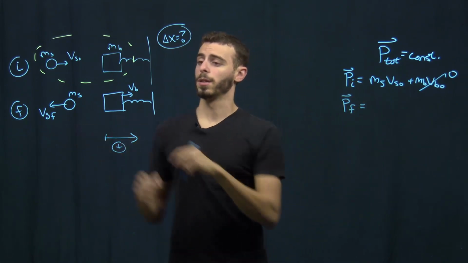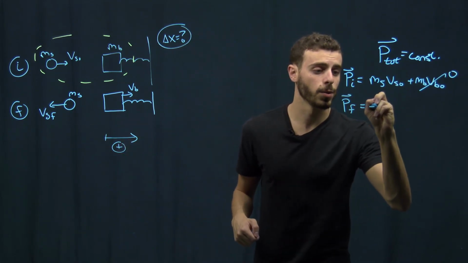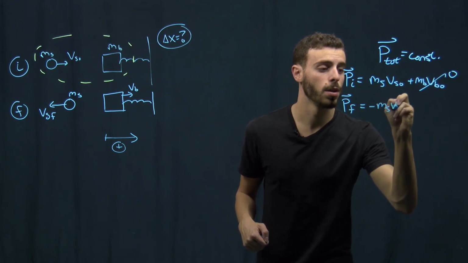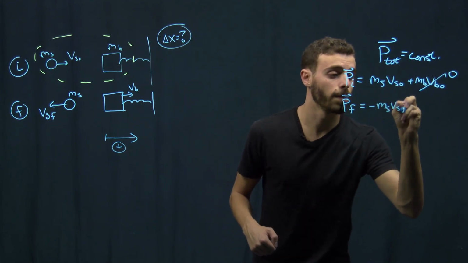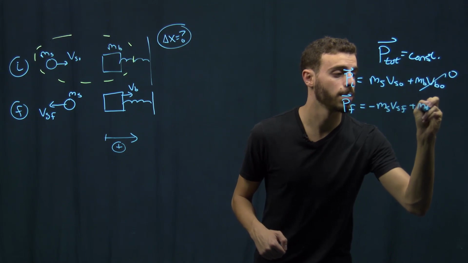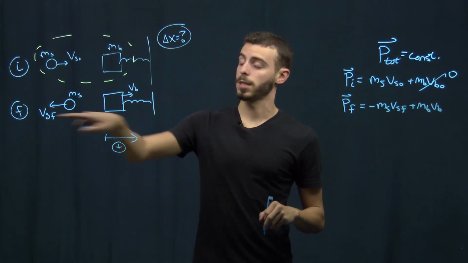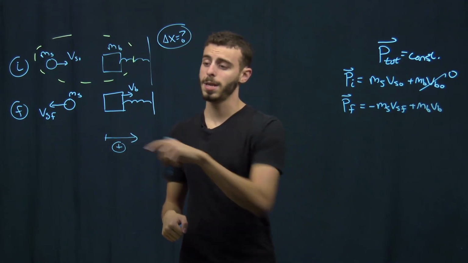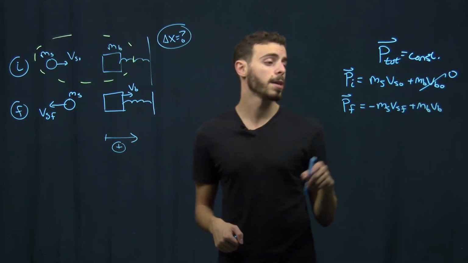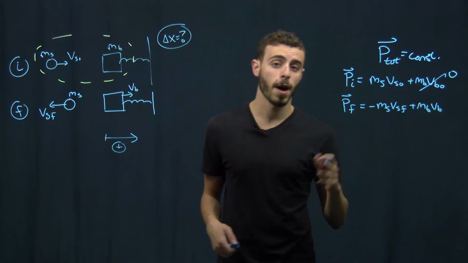And that should be, if we look at this scenario, just equal to minus the mass of the stone times the velocity of the stone final, plus the mass of the block times the velocity of the block. The reason is the velocity of the stone final is to the left, which is negative. The velocity of the block is positive.